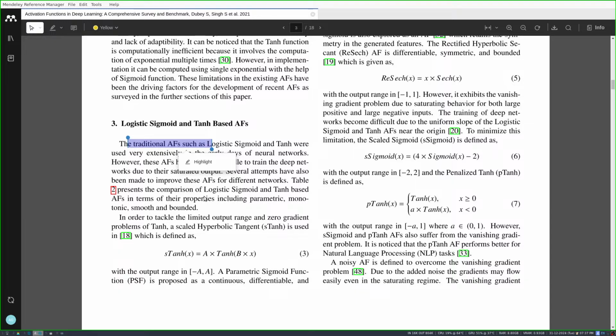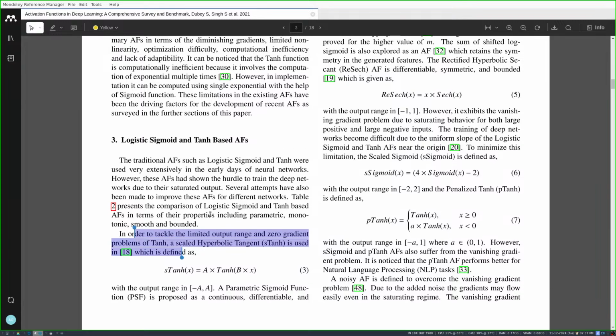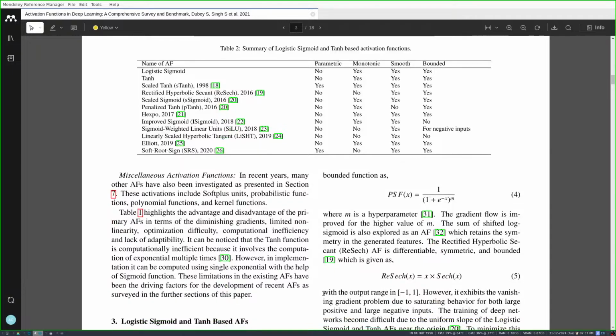The traditional activation functions such as logistic and tangent have several limitations. In order to tackle the limited output range and zero gradient problems, a scaled hyperbolic tangent is used. A parametric sigmoid function is proposed to be continuous.